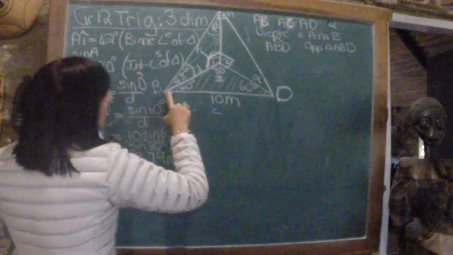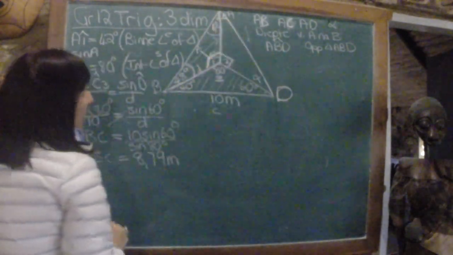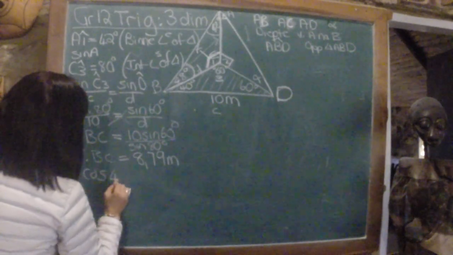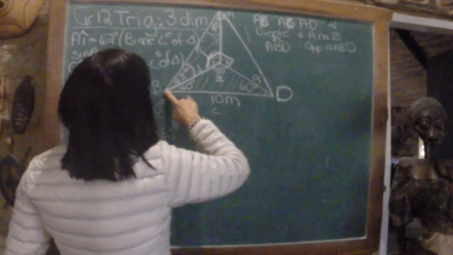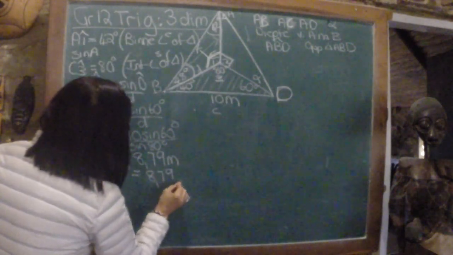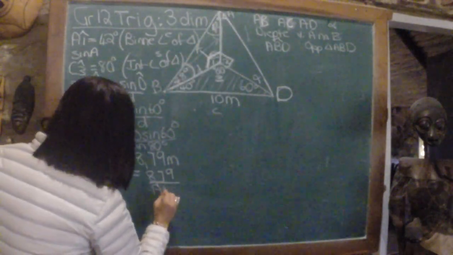So ek het die aangrensende sy, ek soek die skuinssy, so ek gaan sê, the cosine of 48 degrees will be 8,79 on the hypotenuse, dis die skuinssy wat AB is.